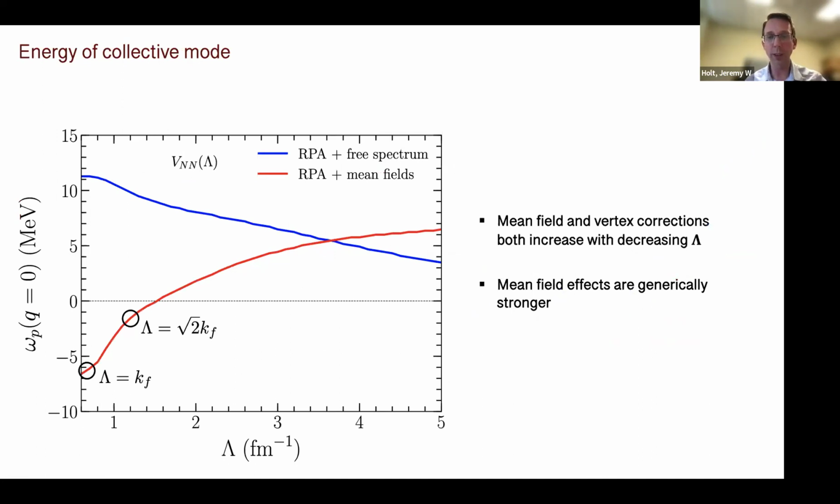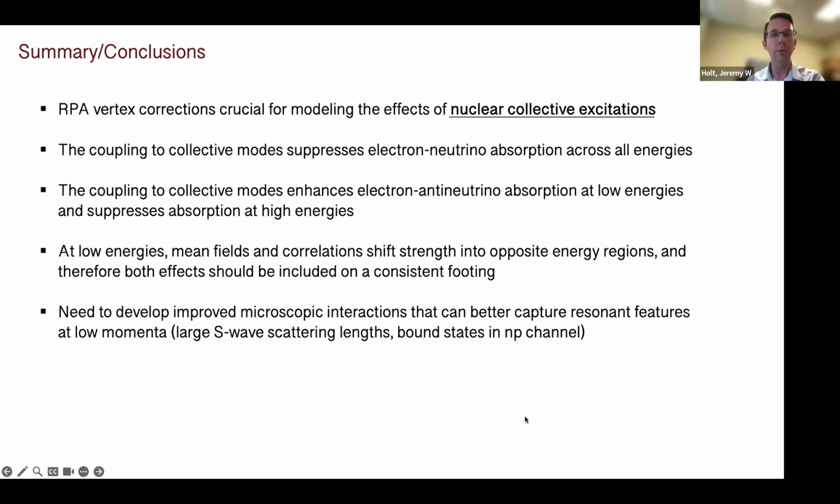So there's still a little bit of work to do there, but just wrapping up, I think the main take-home message is that we really need to include RPA correlations because they build up, through these iterated bubble diagrams, the effects of nuclear collective modes. And these collective modes strongly suppress electron neutrino absorption across all energy scales. And they enhance electron anti-neutrino absorption at low energies. And if you go to higher energies, they actually suppress the absorption. But in any case, I think it's clear that one absolutely has to treat both of these effects on equal footing.